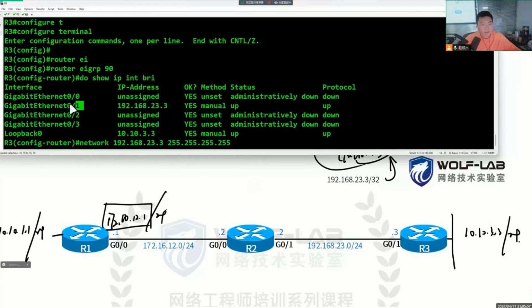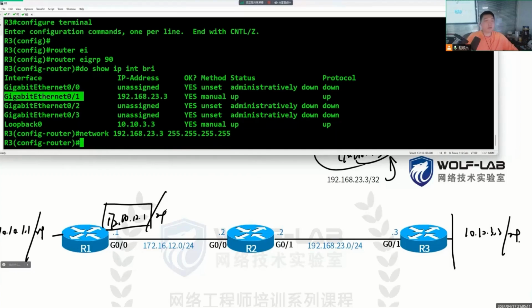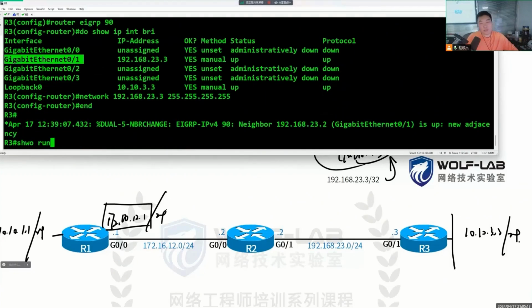For example, let my loopback 0 interface 10.10.3.3. So network 10.10.